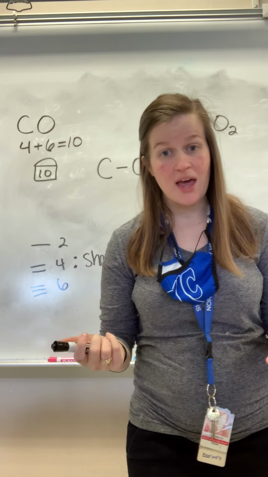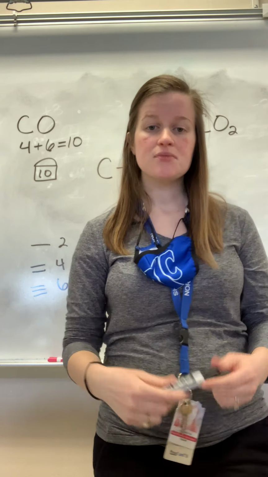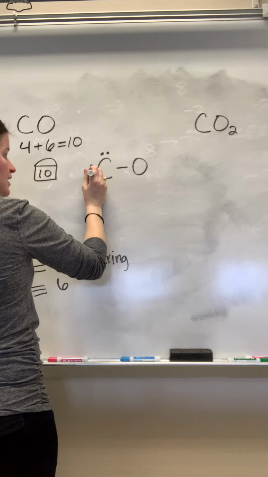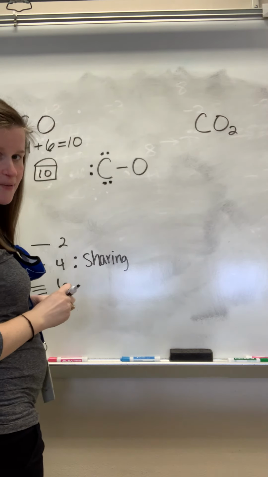They're trying to be like the noble gases. They all want 8 valence electrons. So we're going to give them 8 to make them stable. But remember, we can only use up 10. So I already have 2. So I'm going to say 4, 6, 8. And carbon has an octet.